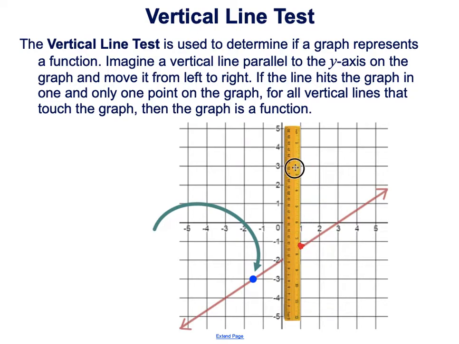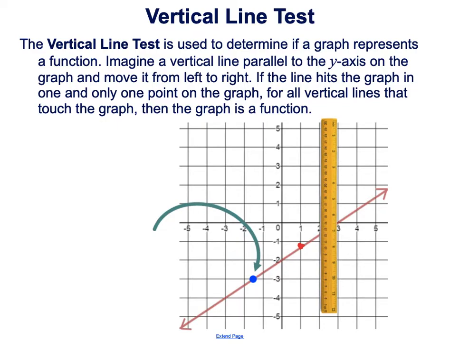Okay, so every time I move this ruler, say here, it's only hitting one part of the graph. Wherever I move this ruler, it's only hitting one part. And that's how you can tell from a graph perspective that that graph is a function.